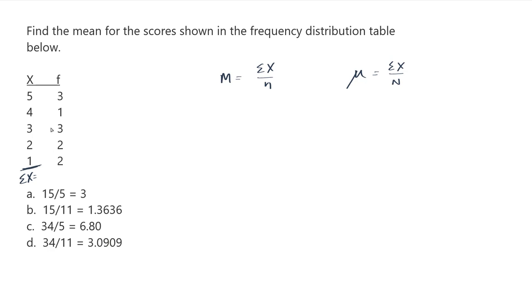Have a look at what happens here. I would say that I've got 5 plus 4, that's 9, plus another 3, 12, plus another 2, I'm up to 14, and then finally with this one, I'm at 15. So it looks like the sum of x should be 15, and so maybe one of these answers is the correct answer. But if you think about what a frequency distribution table does, you'll see that this is wrong.